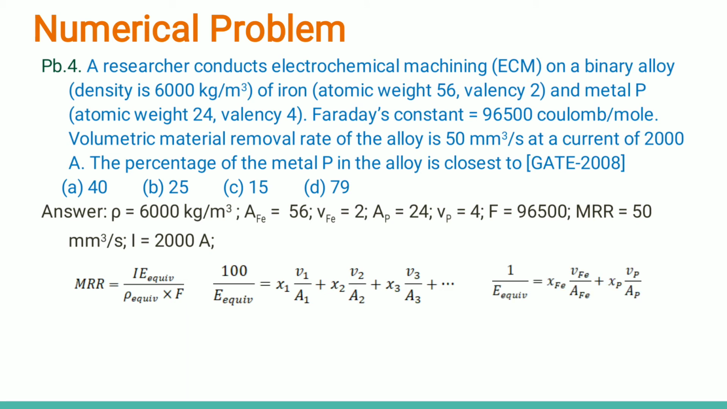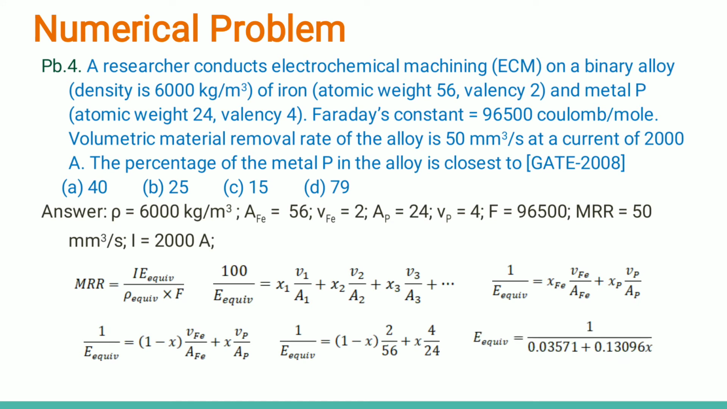So this is for two materials. When you put the value of x for Fe, that is 1 minus x, and x for the p material, that is x, we again have to put in the valency and the atomic weight of Fe and p. When you put these values, we get the equivalent E equal to 1 upon, as x is there, 2 by 56, that is 0.03571, and this same value will be multiplied with x as well.